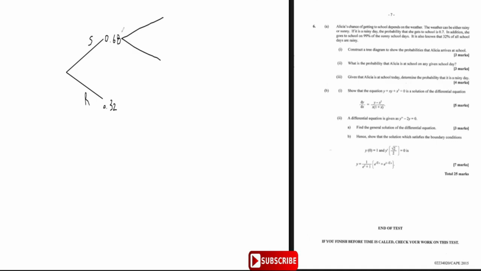So again, given that it is sunny, the chance of her going to school is, it said she goes to school 99% of the time once it's sunny. So this is 0.99, and so this is 0.01. This is the chance of Alicia going to school. I'm going to write AG, which means Alicia going to school. The chance of Alicia not going to school, AG prime, is 0.01.